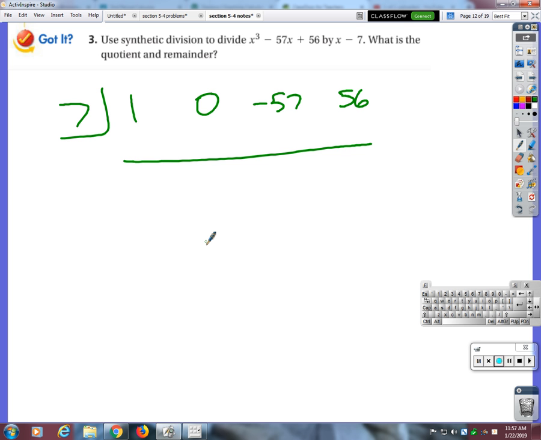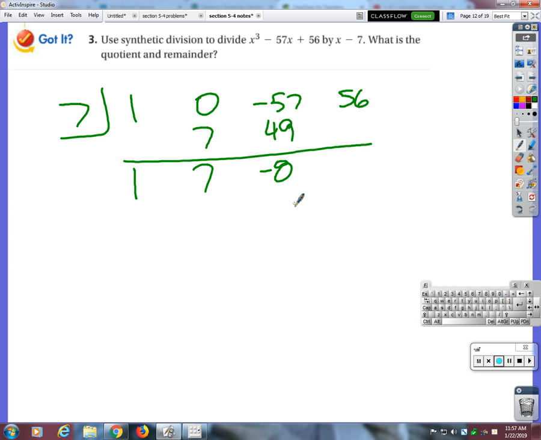And then all I have to do from here is multiply and add and multiply and add. But like Sydney was asking, I need a starting point. This first number is going to be my starting point. So I just bring that down right there. Now I multiply those two numbers. 7 times 1 is 7. Add these together and get 7. 7 times 7 is 49. Add those together and get negative 8.